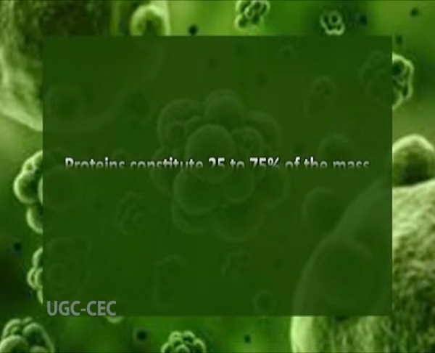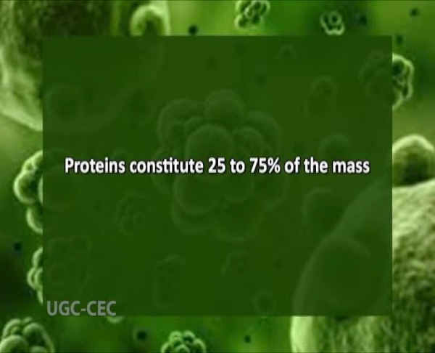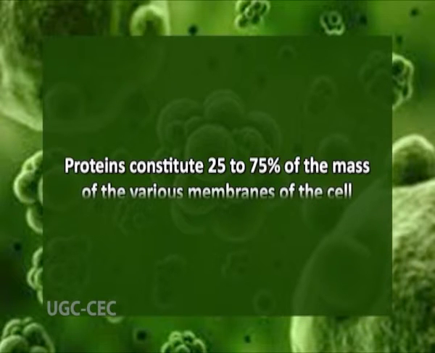Proteins are the other major constituent of cell membranes, constituting 25 to 75% of the mass of various membranes of the cell. The current model of membrane structure, proposed by Jonathan Singer and Garth Nicholson in 1972, views membranes as a fluid mosaic in which proteins are inserted in a lipid bilayer.